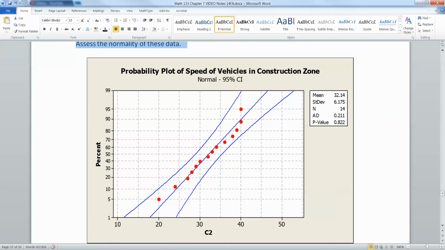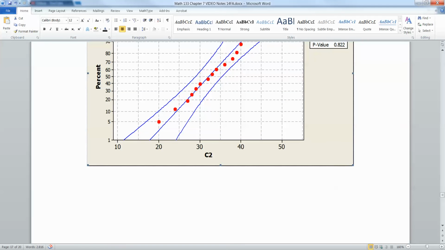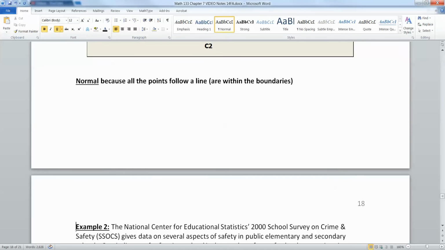So what you want to do is look at the graph. It's going to be given to you kind of drawn like this. And you want to look at the dots and see, are they mostly following a line? That is, are all the dots within those two boundary lines on the edges? If they are, then the data was normal. And this data set was. This was normal because all the points sort of follow a line. They are within the boundary lines, and those boundary lines being those outer lines that the computer very kindly draws for you.